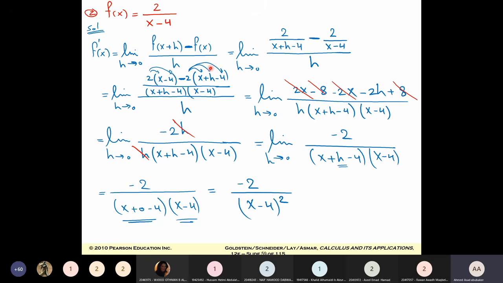H becomes 0. Okay. These are the rules of the definition.